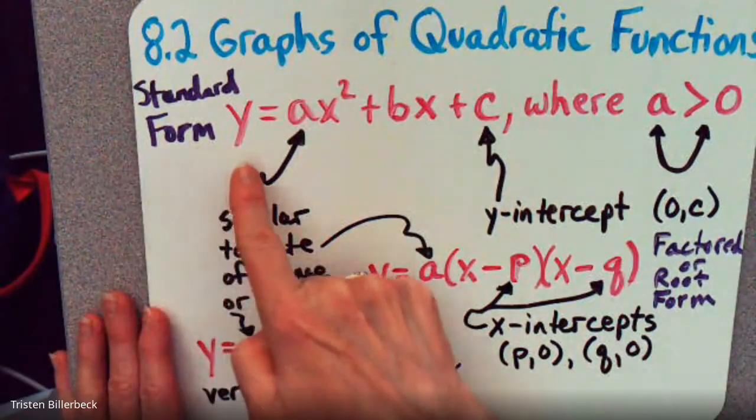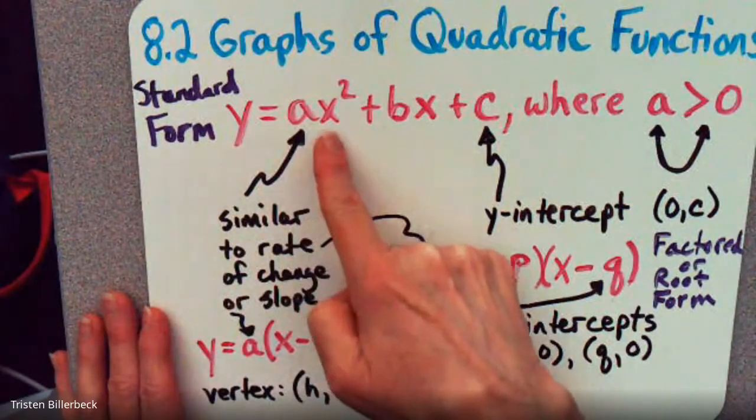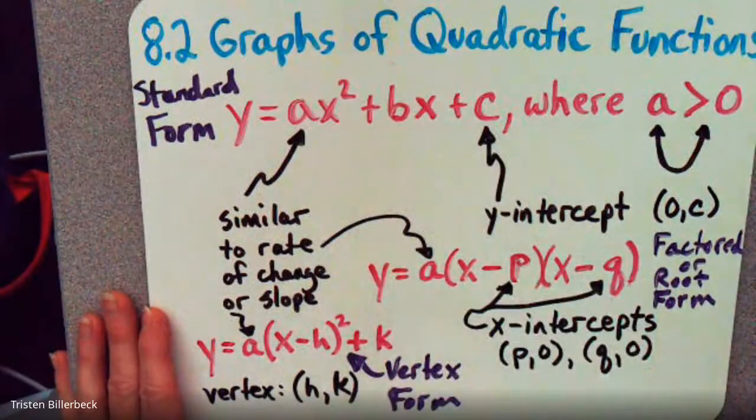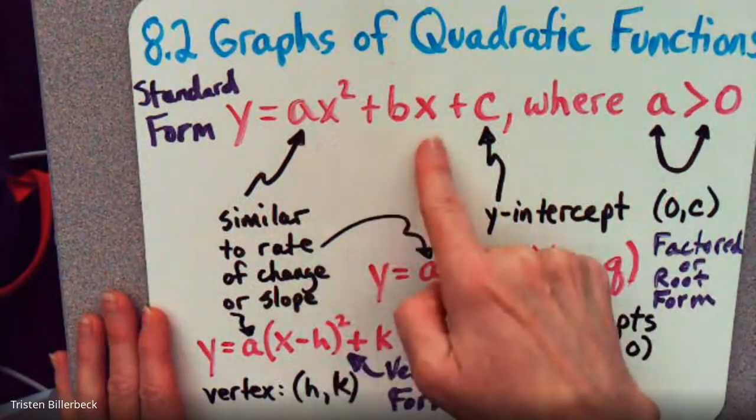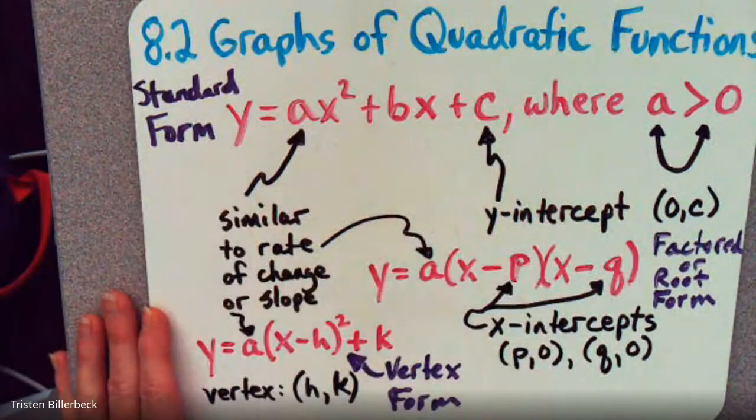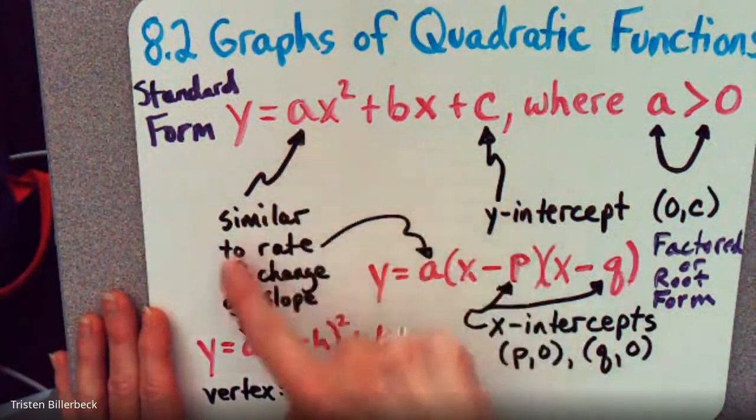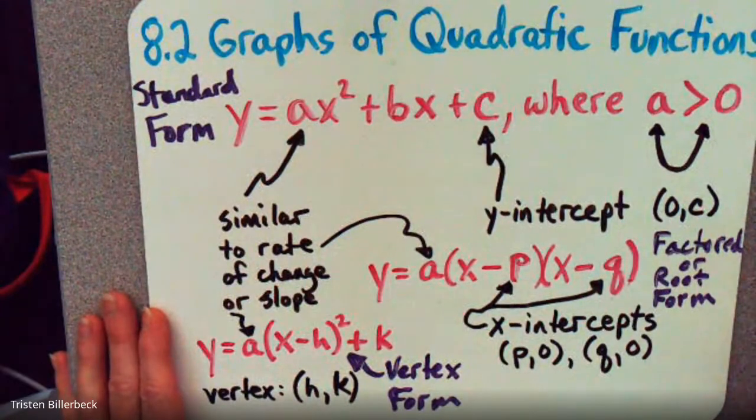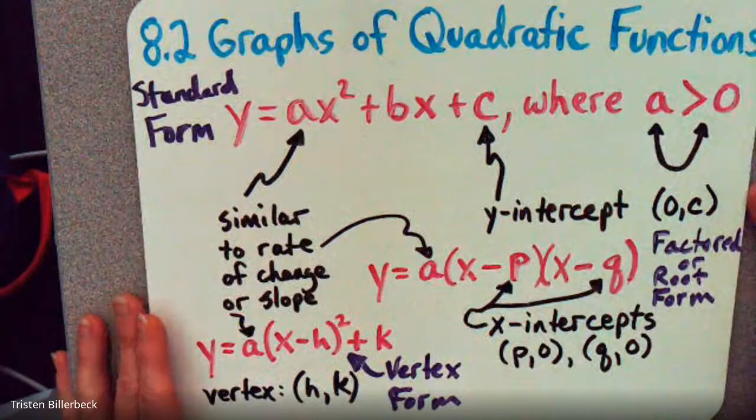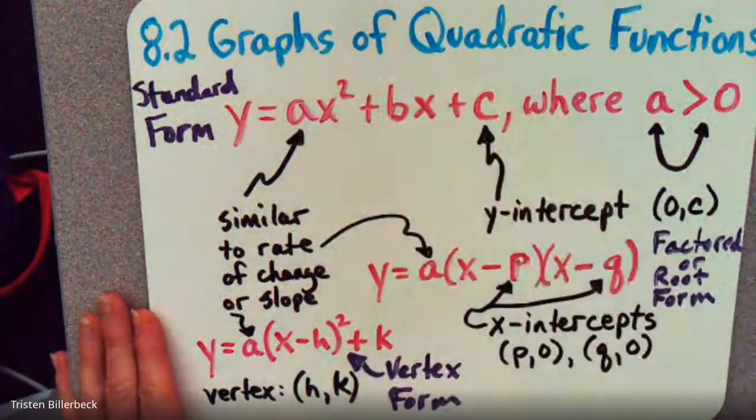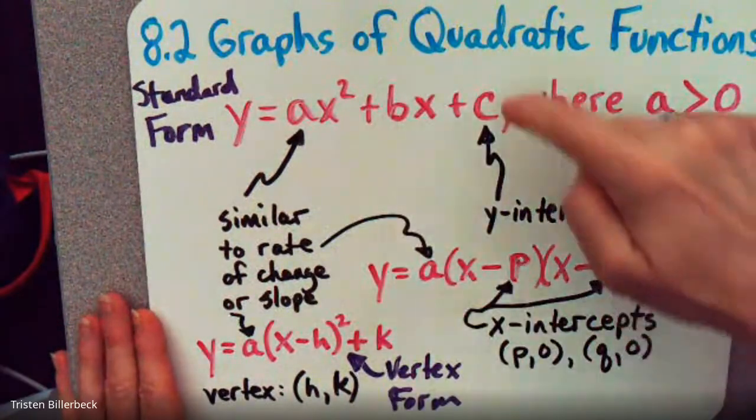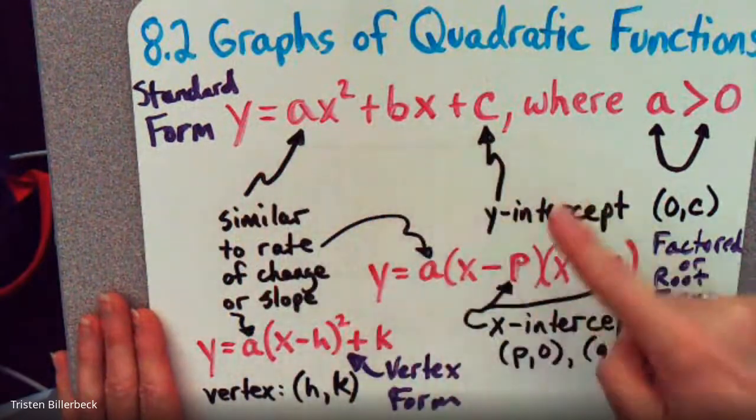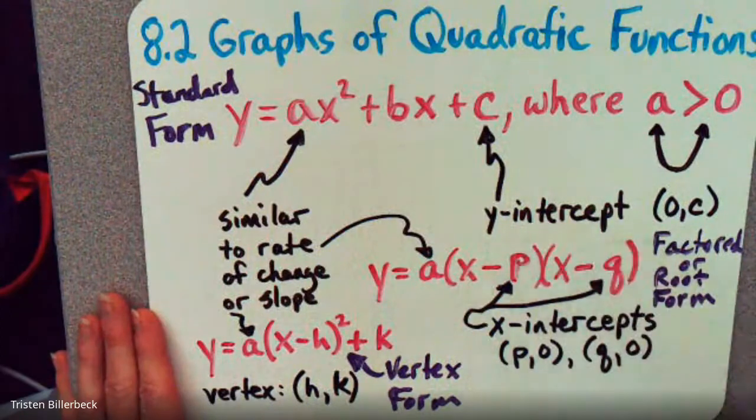Here's the standard form: y equals ax squared plus bx plus c. a, b, and c are constants, and x and y are variables. This a works similarly, but not the same as the slope of a linear equation, and we'll talk about that more when I show Desmos. This is the y-intercept. The cool thing about the standard form is it gives you the y-intercept.